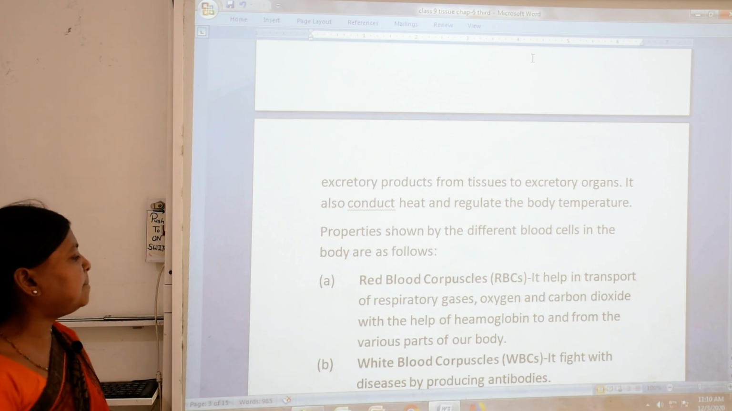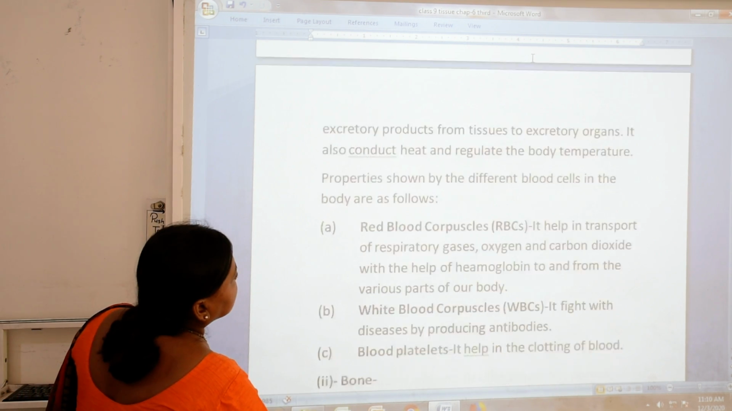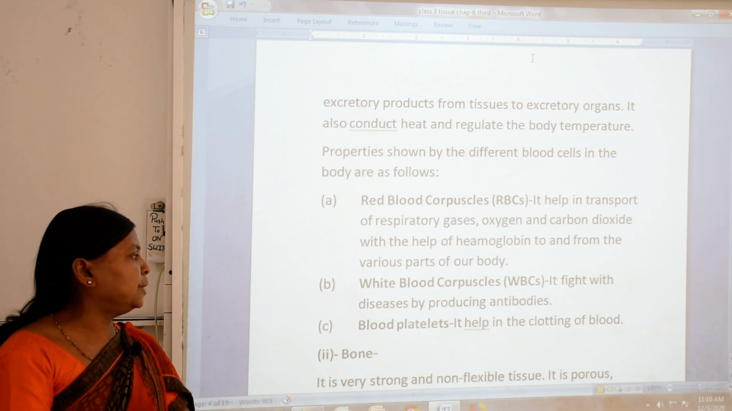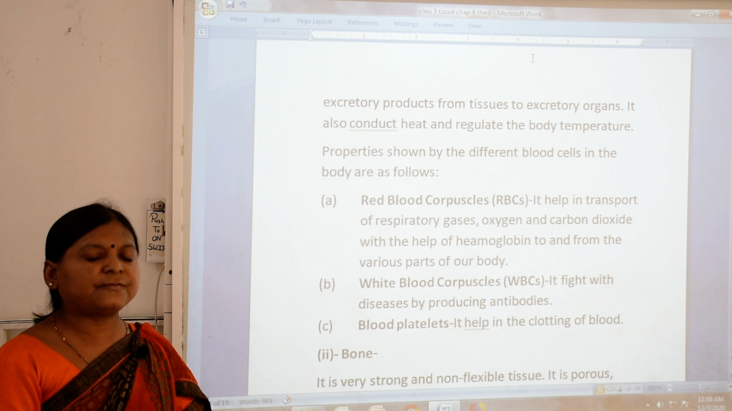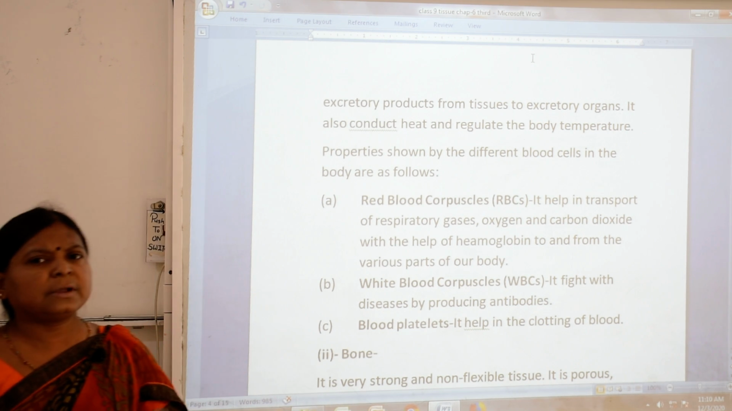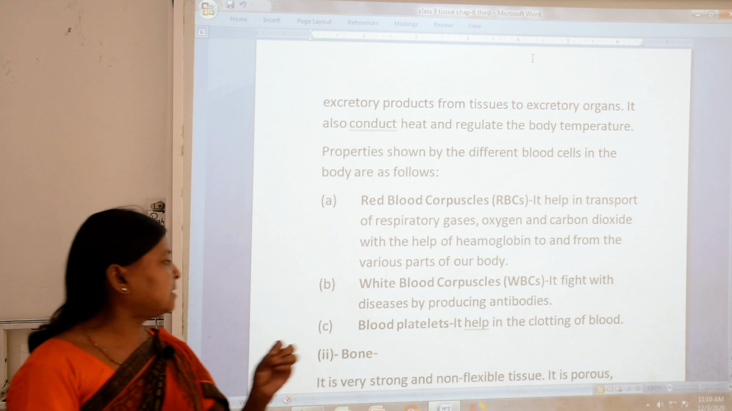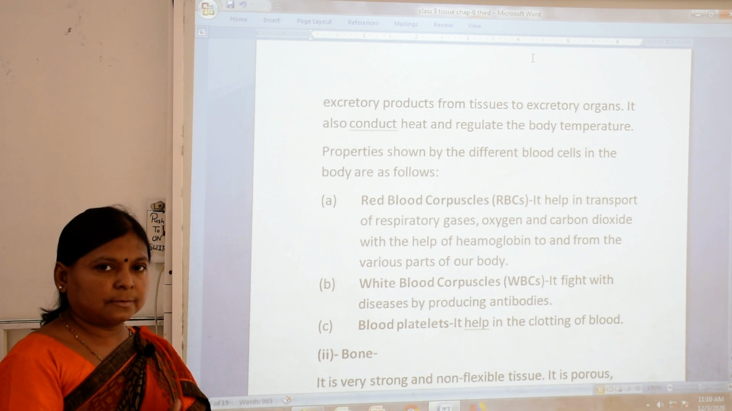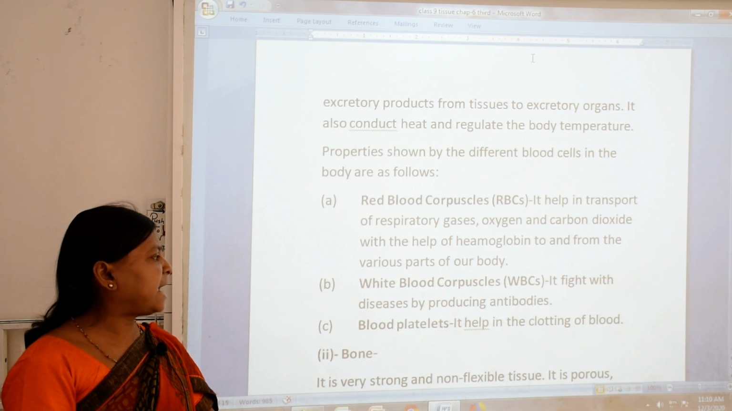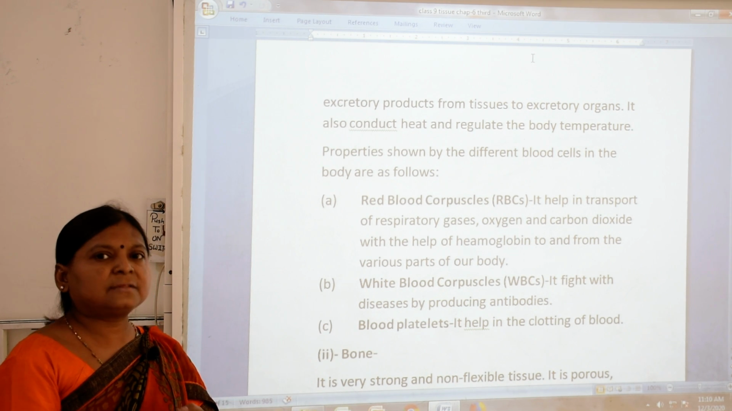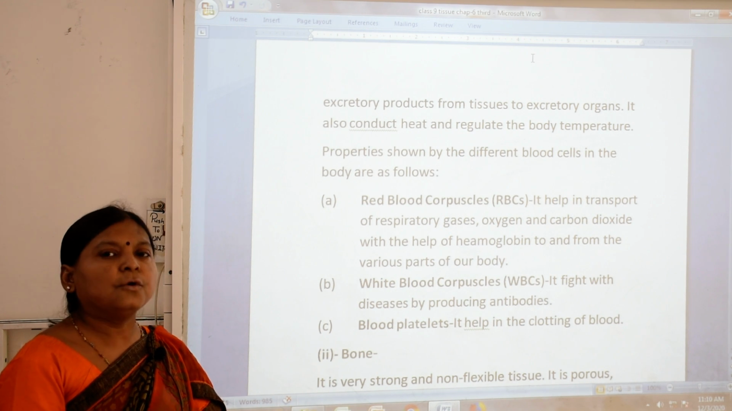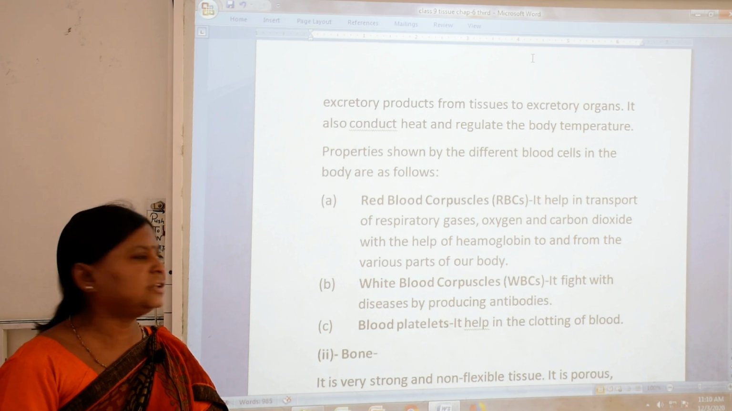Now the next, white blood corpuscles, WBC. Do you know what they do? They fight diseases by producing antibodies. When any bacteria enter inside the body, they act to fight it. They make pus, and they fight with the bacterial infection and produce antibodies. So with the help of this, they kill the germs.